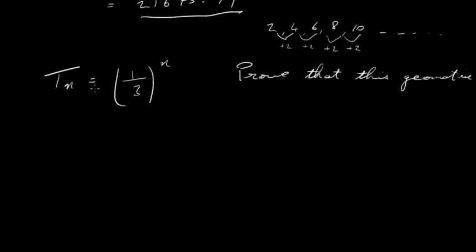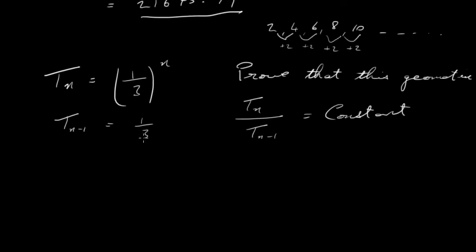Now with geometric, we're multiplying each term by a constant. So to prove that this is geometric, what you do is you take any particular term, Tn, and you divide it by the previous term, Tn minus 1. If that's a constant, then it's geometric. If what you get when you divide any term by a previous term is not a constant, then it's not geometric. So how are we going to prove this? Well, this is Tn here. This is any particular term. What we need is Tn minus 1. Tn minus 1 is just simply going to be 1/3 to the power of n minus 1.